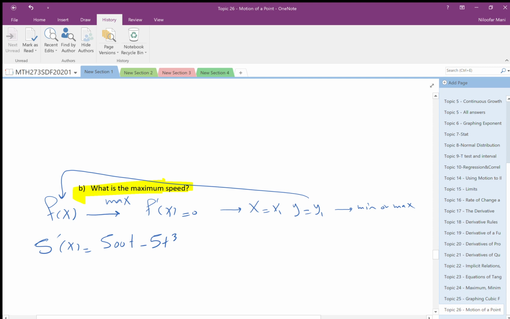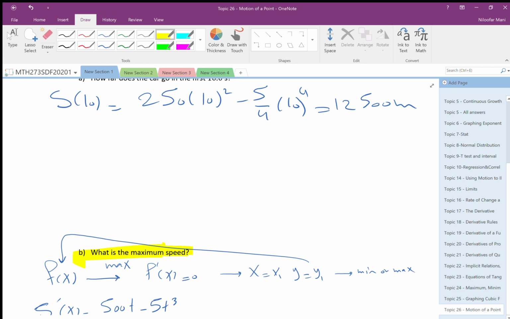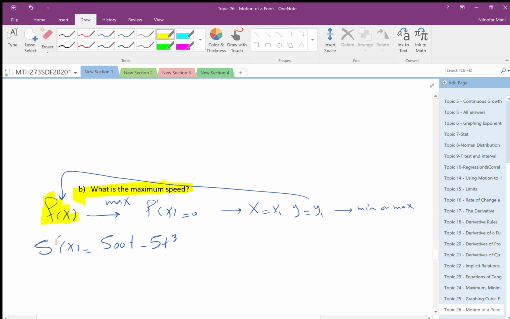Remember, this one is like this one. Now I have to go to the derivative, s double prime. So make sure you understand the question. It doesn't want the maximum of the function. It wants the maximum of speed. So first I go to my function, which is the speed, the first derivative. And now I'll do the second derivative, and set it equal to 0. So 500 minus 15t squared equals 0.